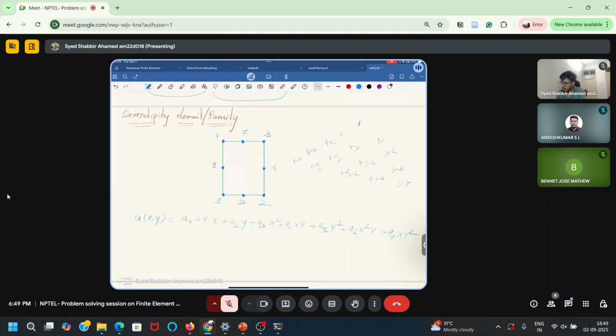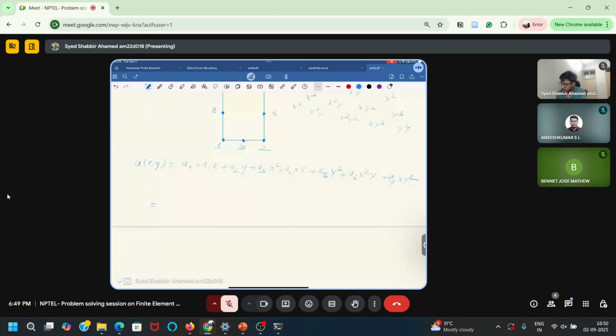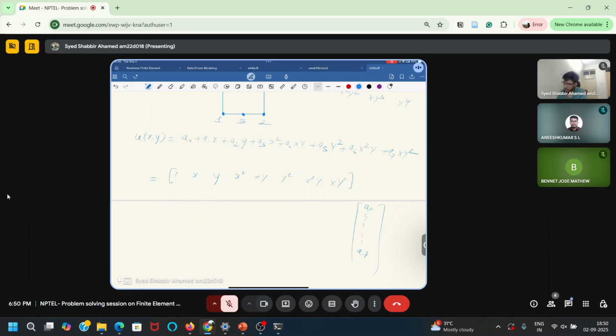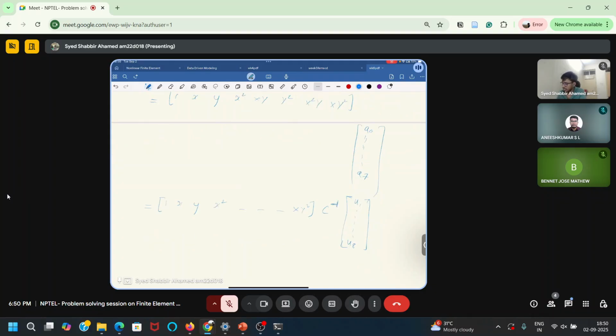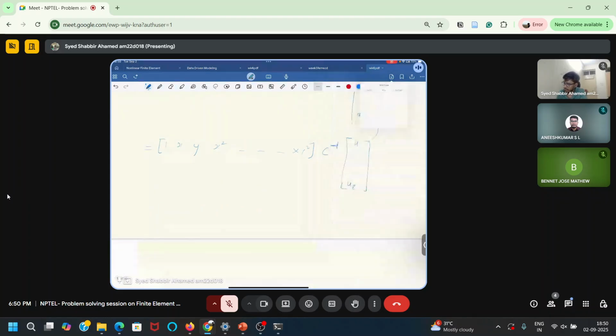Now I can again write it in matrix or vector form: 1, x, y, x square, xy, y square, x square y and xy square, into a naught to a7. This vector into this vector will give me this. Now I can write this as all this up to xy square into C inverse into u1 to u8. We know what C is. C is the coordinate matrix. I have to write 1, x1, y1, all this up to x1 y1 square like this. So I will have an 8 cross 8 matrix.